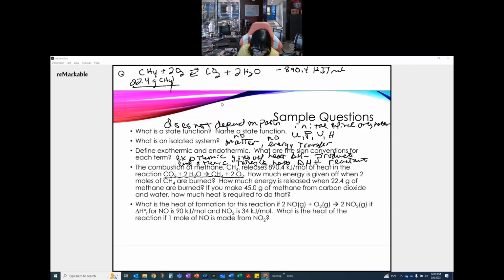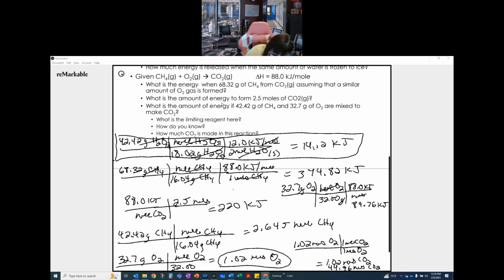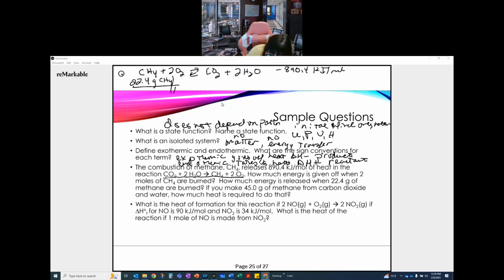Methane. I think that I calculated this before. I'm pretty sure I did. 16.04 was the mass that I calculated for that. 16.04 grams of CH4 per mole of CH4. But I'm looking at 890.4 kilojoules per mole of CH4. And that means that if I only have 22.4 grams, 22.4 divided by 16.04 tells me I only have 1.39 moles. And multiply that by the 890.4. And that gives me negative 1243.4 kilojoules that are released. Okay, and it's negative, so it's exothermic.